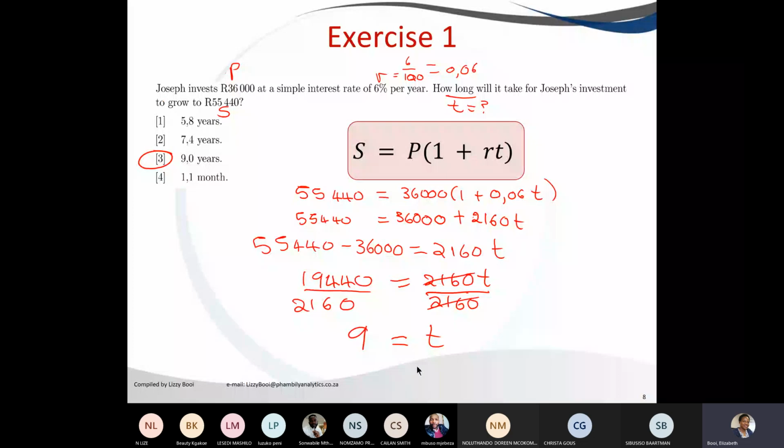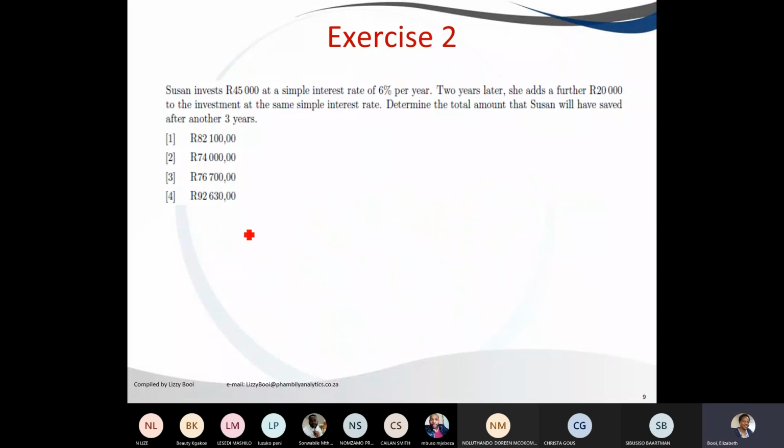I had another exercise that you needed to do, but since we ran into technical difficulties at some point, I'm just going to show you. You can do this on your own as well. So Susan invests 45,000 at a simple interest rate of 6% per year. 2 years later, she adds a further 20,000 investment at the same simple interest. Determine the total amount Susan will have saved after another 3 years.